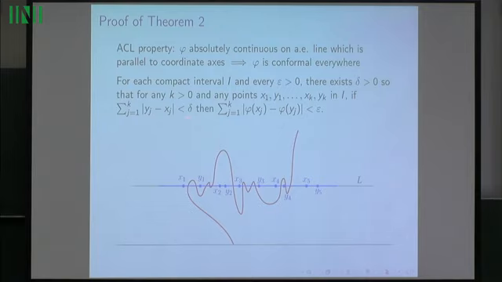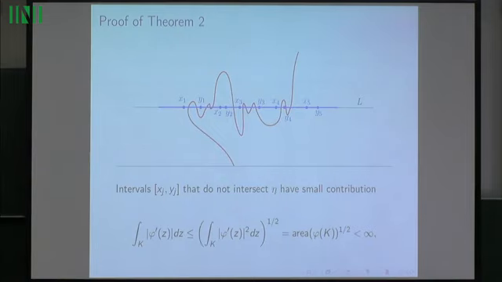So this is a definition of phi being absolutely continuous. And to prove this, we need to control two different quantities. There are some intervals that do not intersect the curve, and some other intervals that intersect this red curve. So for the intervals that do not intersect eta, it is easy to control their contribution.